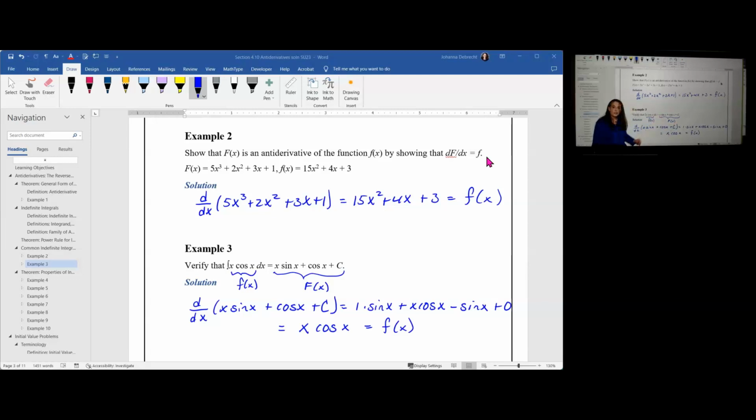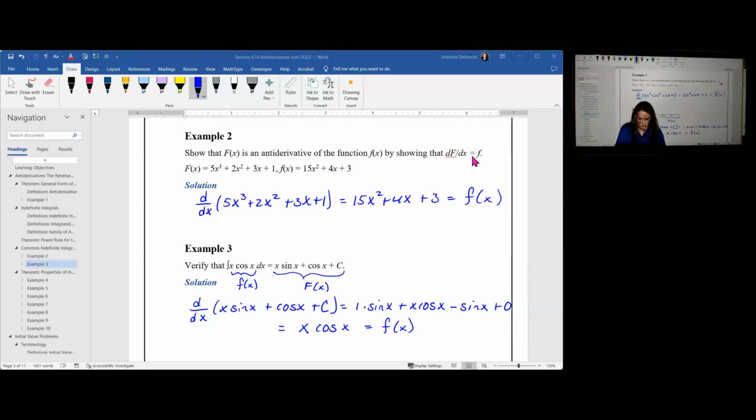To prove that this is true, we want to take the derivative of the antiderivative. Applying the product rule to the first term, we get sine x plus x cosine of x. The derivative of the middle term is minus sine x, and the derivative of the constant gives us 0. Sine x's cancel, and we get x cosine of x, which is the original integrand. This proves that it is the antiderivative function of x cosine x.